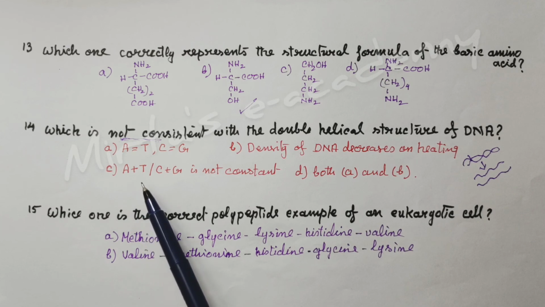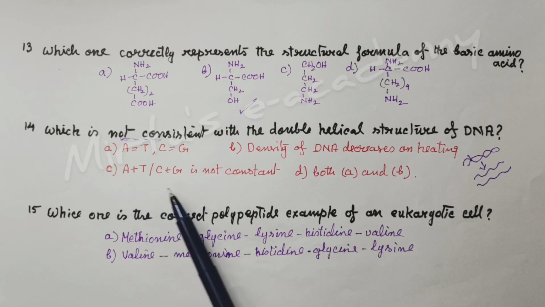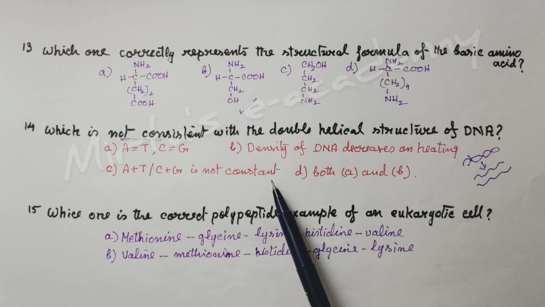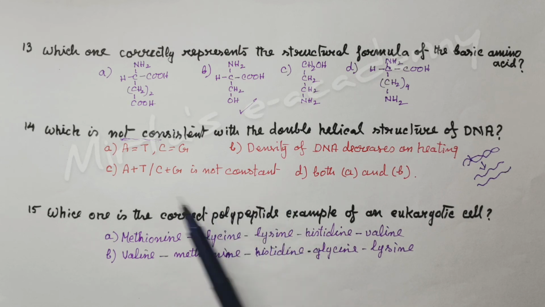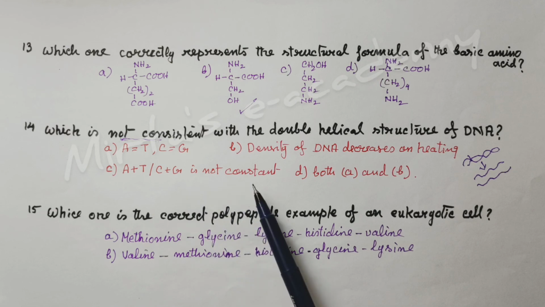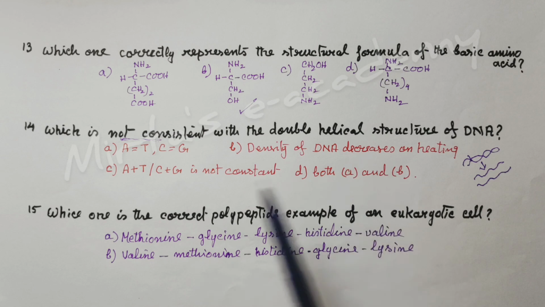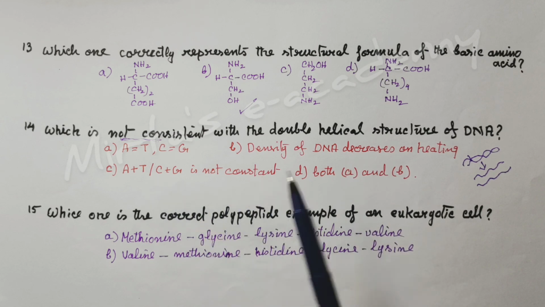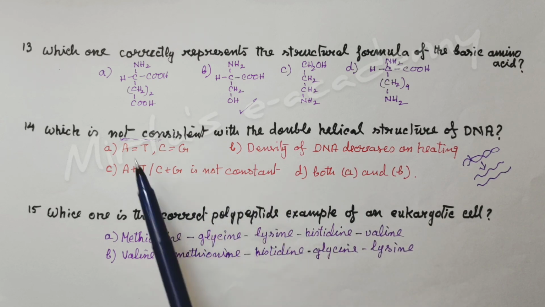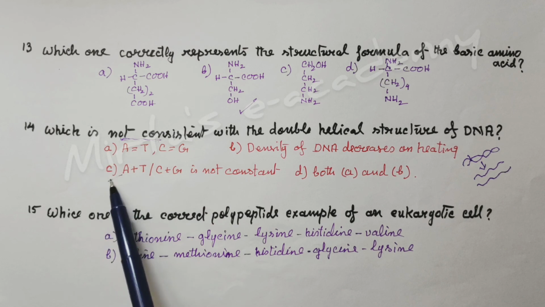A plus T and C plus G ratio is not constant. In a species, the A plus T and C plus G ratio is always constant. So this is correct, this one is correct, this is constant. So not constant is not consistent. So this is the answer.